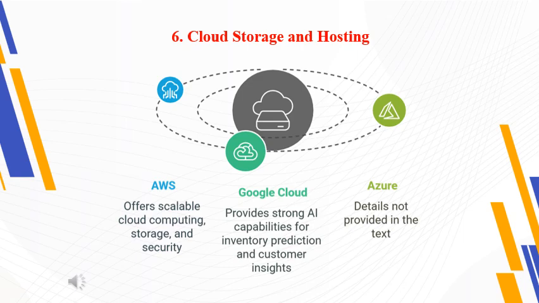Second is Google Cloud. Google Cloud provides strong artificial intelligence (AI) capabilities that can be integrated into your fulfillment system. It is especially beneficial for inventory prediction and customer insights, enabling businesses to forecast needs and improve customer satisfaction. And lastly is Azure. Microsoft's Azure platform is another cloud computing option. Although not elaborated here, it's widely known for providing a comprehensive set of services and solutions for businesses of all sizes, including hosting and data security.